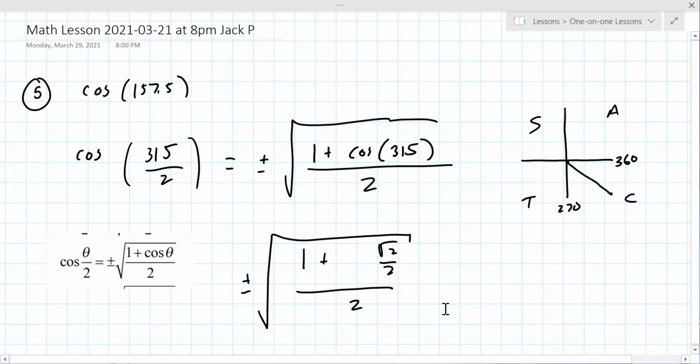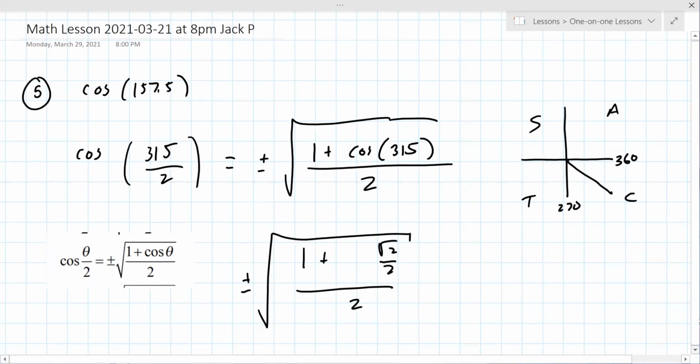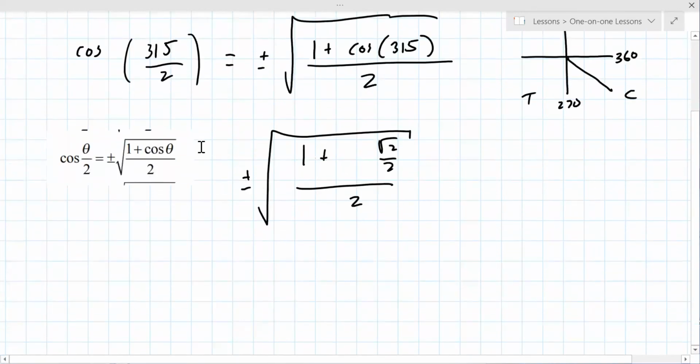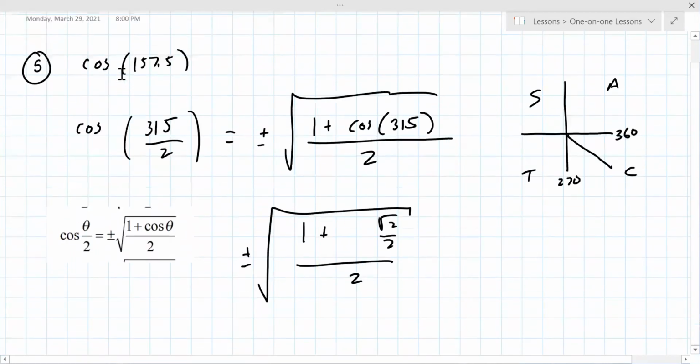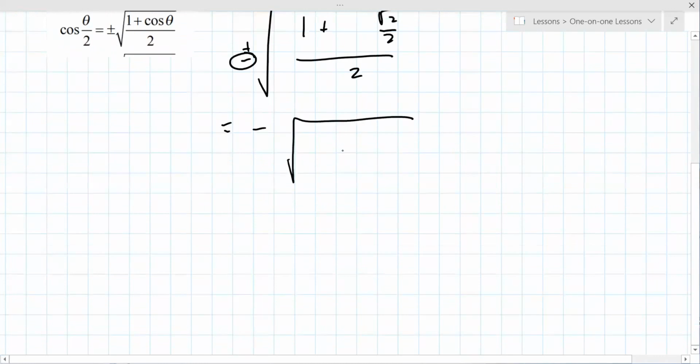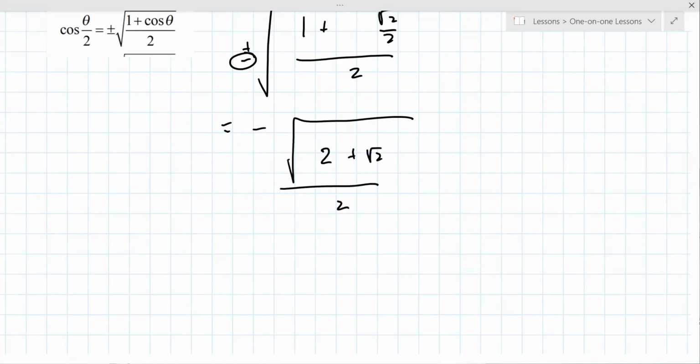So now it's just a matter of simplifying this thing. We talked at length about how you decide the sign. It comes down to the original problem, which is 157.5. Where is that? 0, 90, 180. 157.5 is in the second quadrant, and we know that cosine is negative there. They seem to all be negative, which may or may not be the case on the exam. And then this reduces to the square root of 2 plus root 2, over 2. It's just like the previous ones that we have done.